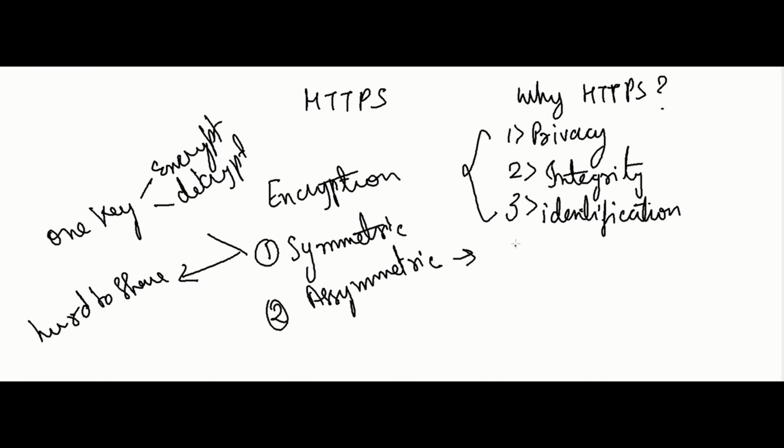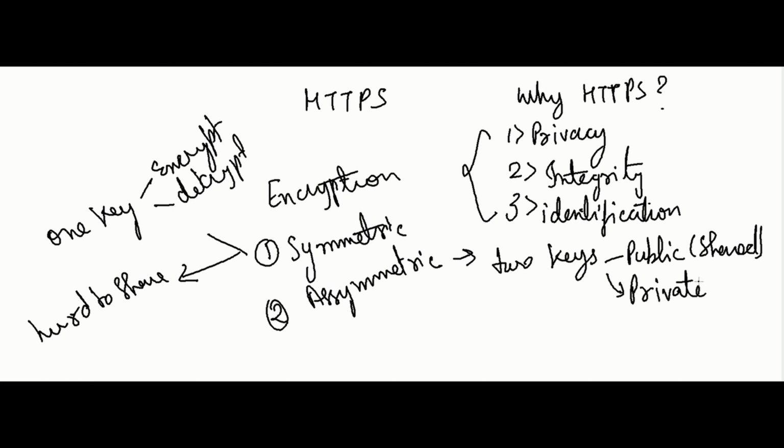In asymmetric, there are two keys. One is public, which is shared, and the other one is the private key. The private key is not shared with anyone and the public key is shared with everyone. In this case, the client receives the public key and encrypts the messages using the public key, and the server decrypts the message using its private key. Only the private key paired with that public key can decrypt the message which is encrypted by its public key. So these are the two encryption types which you can use.